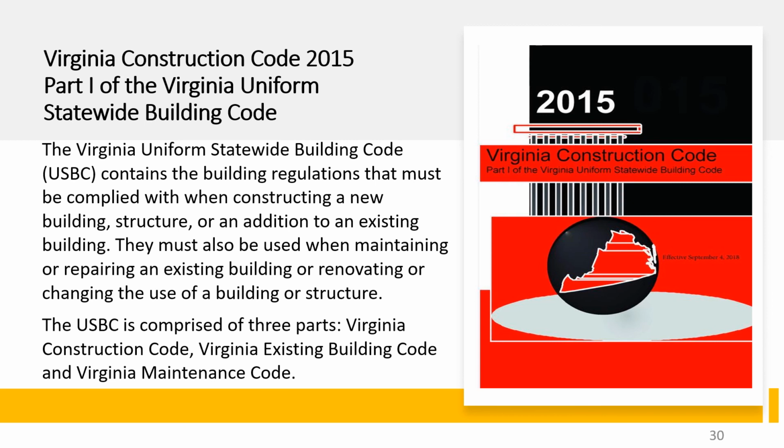Virginia Construction Code 2015, Part 1 of the Virginia Uniform Statewide Building Code. The Virginia Uniform Statewide Building Code contains the building regulations that must be complied with when constructing a new building, structure, or addition to an existing building. They must also be used when maintaining or repairing an existing building or renovating or changing the use of a building or structure. The USBC is comprised of 3 parts: Virginia Construction Code, Virginia Existing Building Code, and Virginia Maintenance Code.